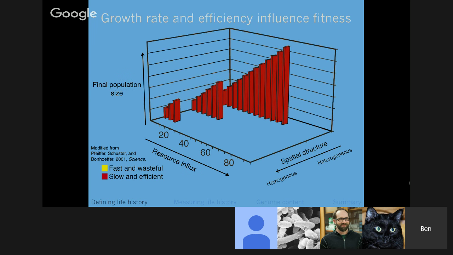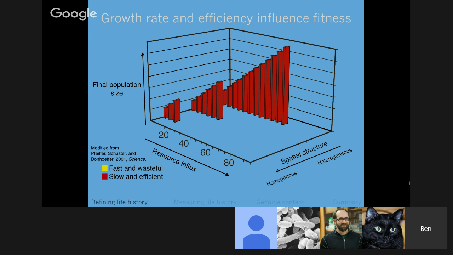So these simulations involved 2 types of organisms: a slow and efficient organism that was innately expressing these phenotypes, and a fast and wasteful organism. And in the simulation, both resource availability and spatial structure were systematically varied, and the 2 types of organisms were competed across all of these different environments. Here I'm just showing the bacterium which grew slowly and efficiently, and it's in red, and its absolute fitness was positively correlated with resource availability, regardless of the spatial structure of the environment. So that's depicted by an increase in the final population size as the resource influx increases, from kind of back left to front right.